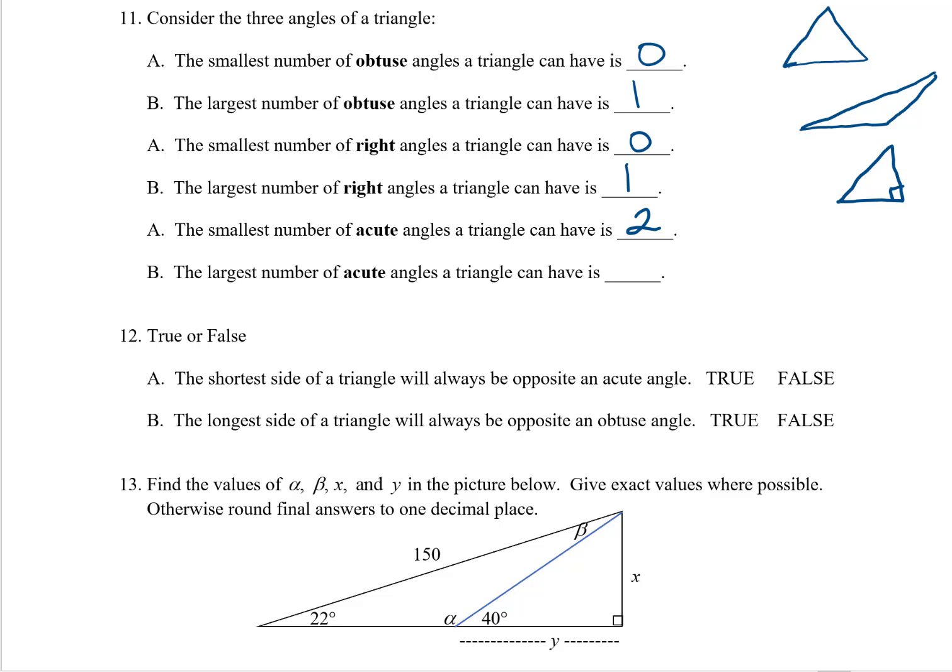There's no way you can have more than one right or one obtuse. You can't even have a right angle and an obtuse angle in the same triangle. So you have to have at least 2 acutes. You could have all 3 angles being acute.